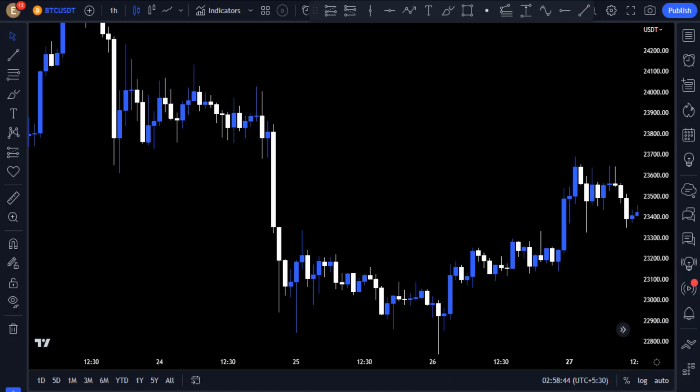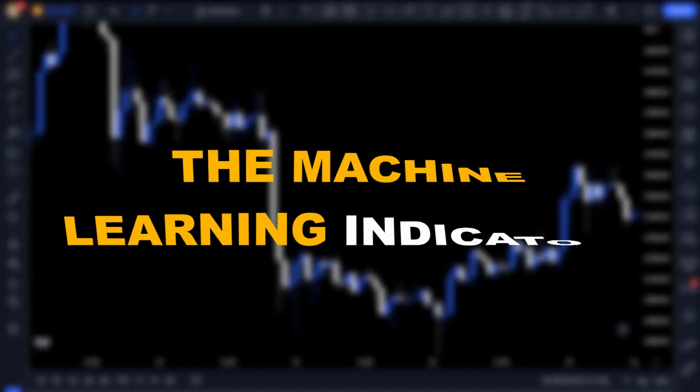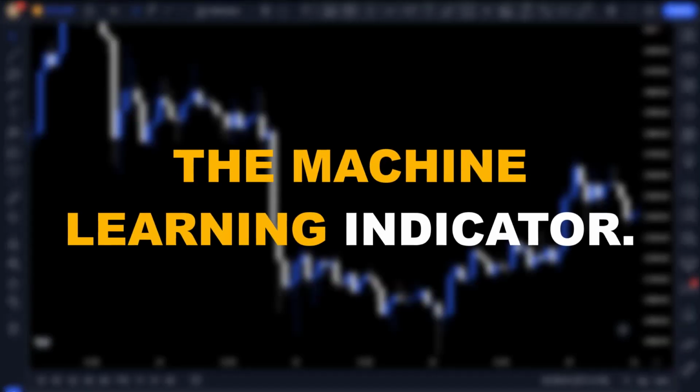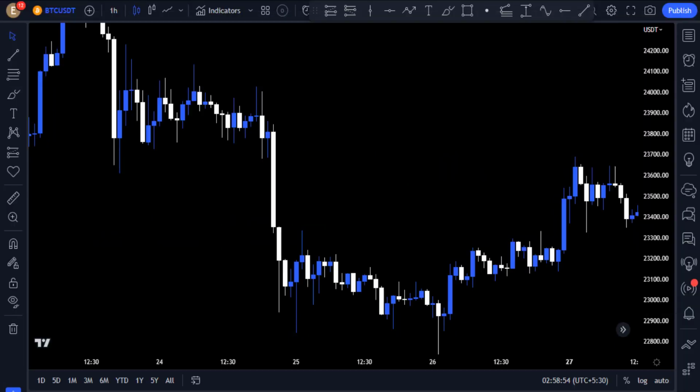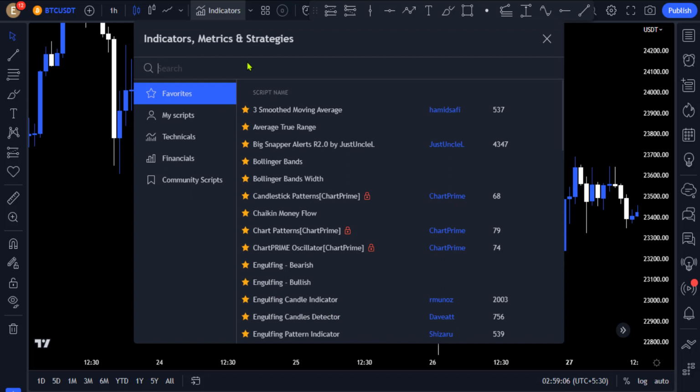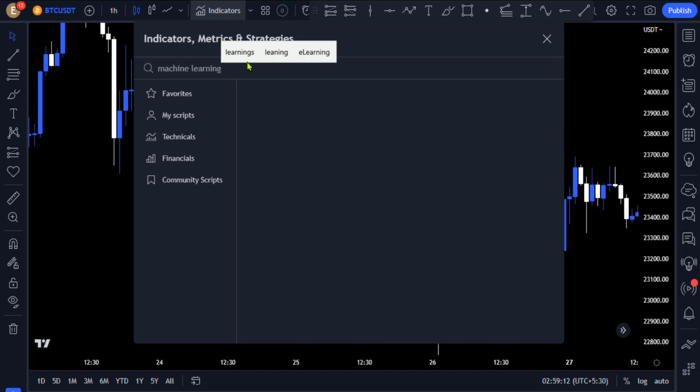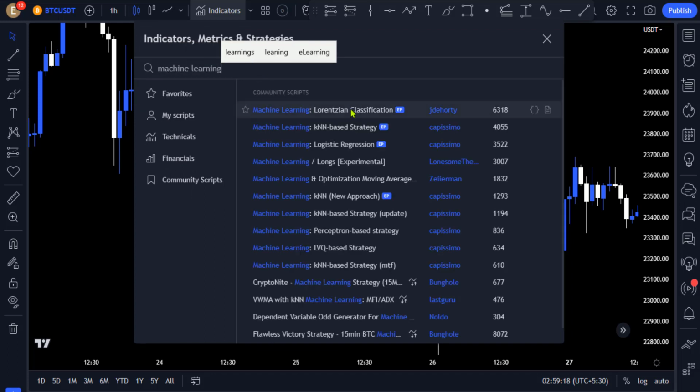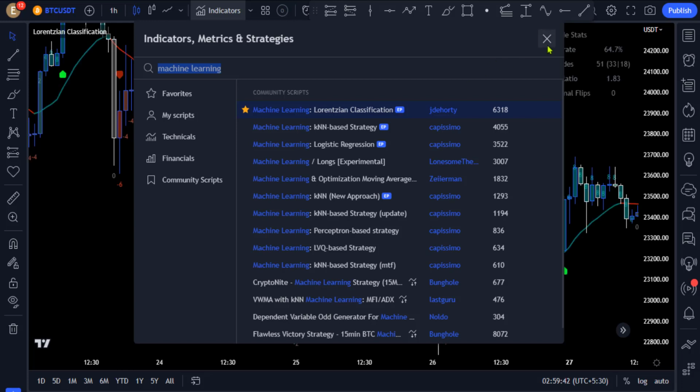This tool is the most advanced indicator in the Tradingview section that generates amazing buy and sell signals. It is called the Machine Learning Indicator. To add this wonderful indicator to our chart, you will have to click on the Indicators tab over here and search for Machine Learning. Then add this one, the Machine Learning Lorentzian classification, which is also an editor pick indicator and is written by this guy named Jeditori.